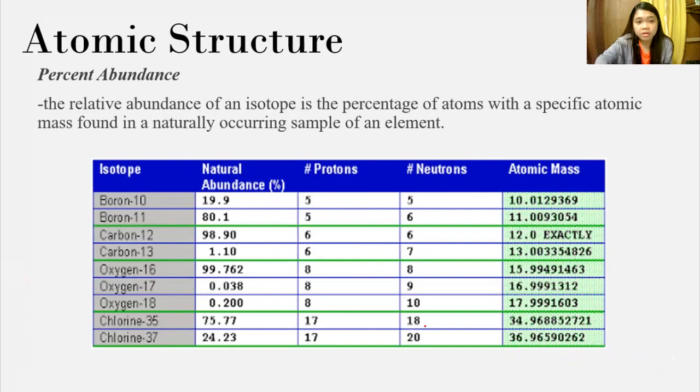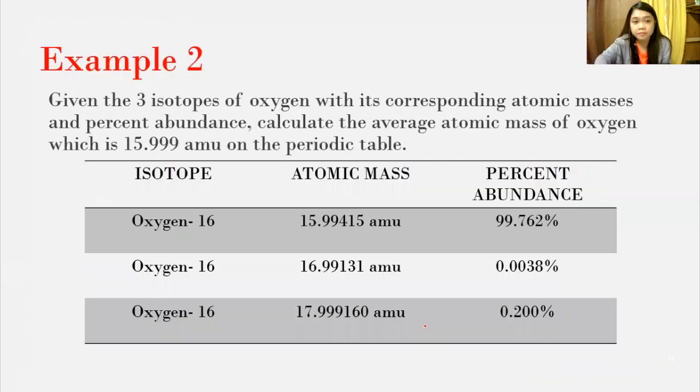Now we go to percentage abundance. This is the relative abundance of an isotope. It is the percentage of atoms with a specific atomic mass found in a naturally occurring sample of an element. Here we have different isotopes of elements or atoms, given with their natural abundance or percent abundance. The percent abundance here is experimentally determined. Also stated here are the number of protons and neutrons and their atomic masses. So we will be understanding percent abundance in sample problems.